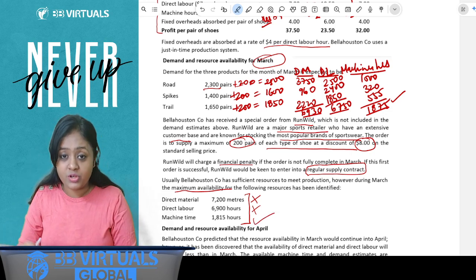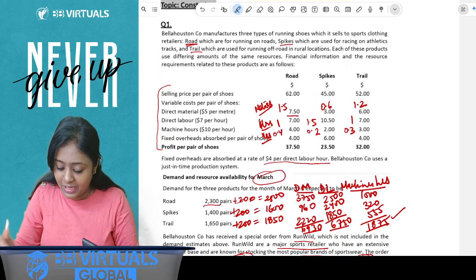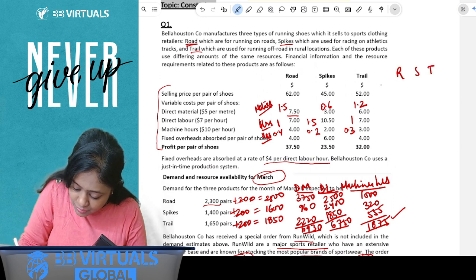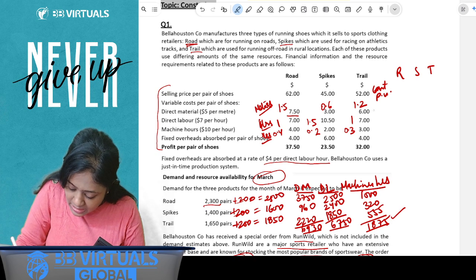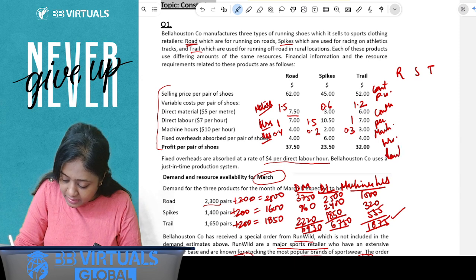That means now what you need to do is calculate contribution per machine hour. Can we calculate it? Let's do it here for road, spike and trail. Contribution per unit, we know the machine hours that I've written here already, so I can get contribution per machine hour. Okay, and then we do the rankings.